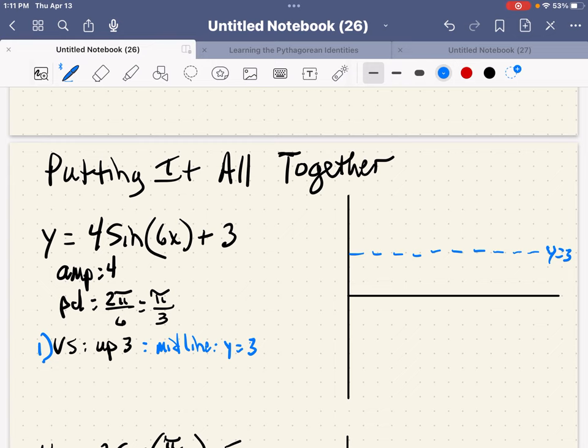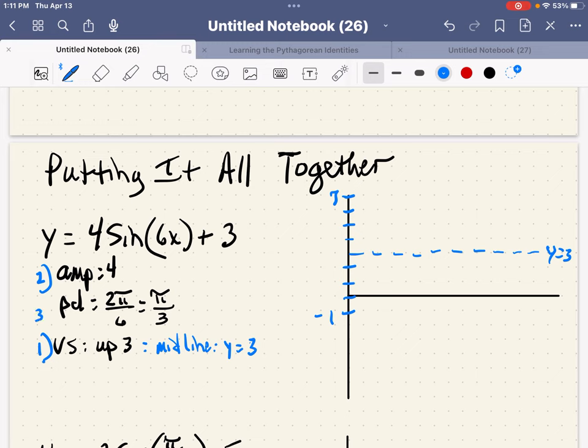Okay. Secondly, the amplitude is 4. That means the high points will be 4 above 3, and the low points will be 4 below 3. Well, if I go 4 points above, I seem to be at 7. And if I go 4 values below, I seem to be at -1. So the highs will be at 7 and the lows will be at -1.